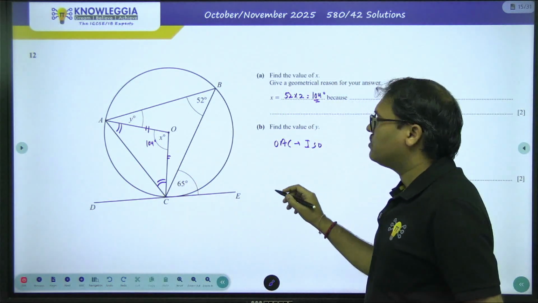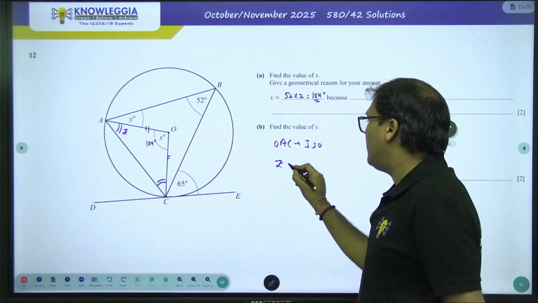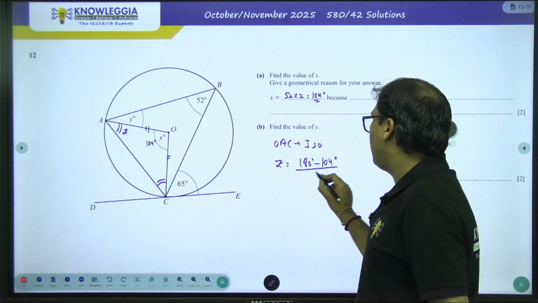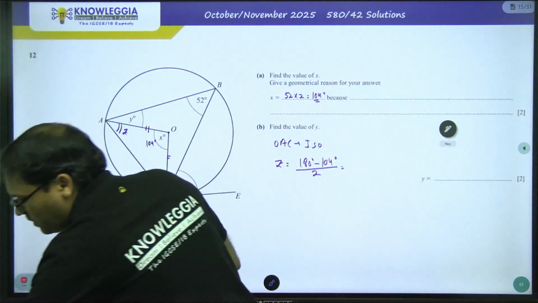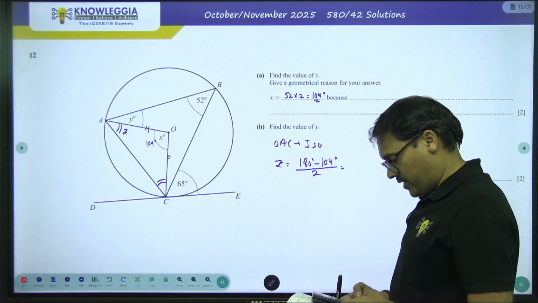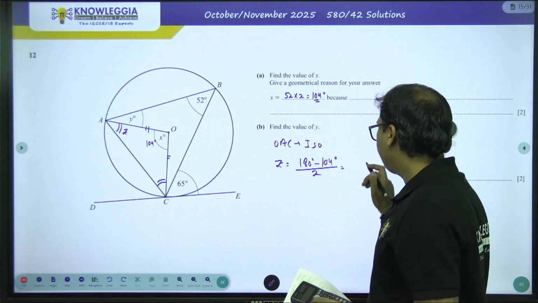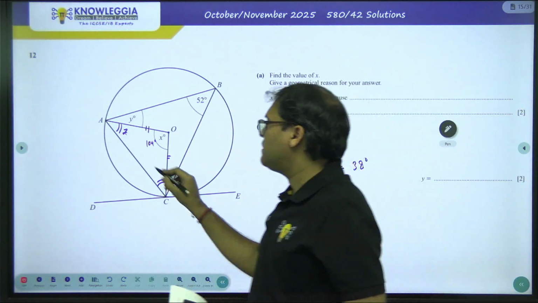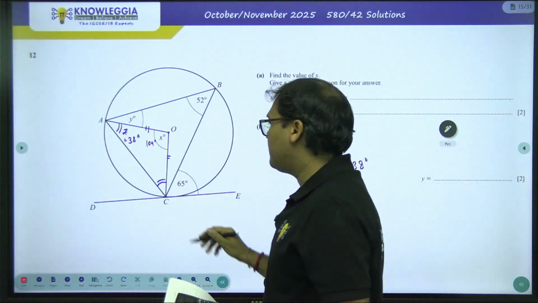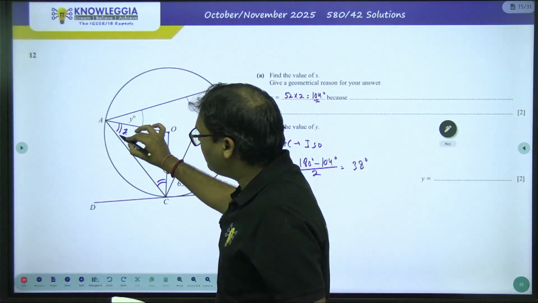So if this is equal to this, that means these two angles are equal. So what will be this value? So what is this angle? Let's say this angle is Z. So what is angle Z? Z will be equal to 180 minus 104, divided by 2, which is 38 degrees. So this angle is 38 degrees. Now, why am I calculating this? You can just observe this. If this is 38 degrees, we can easily say this angle is 65 degrees. So this total angle is also 65 degrees.